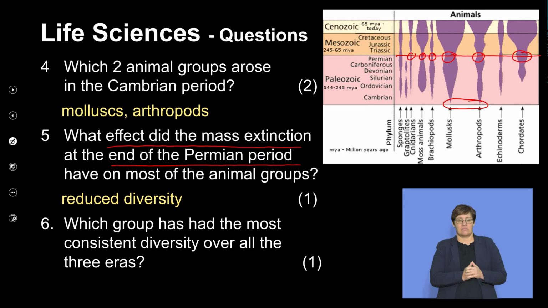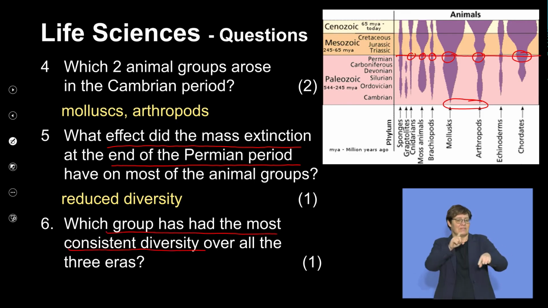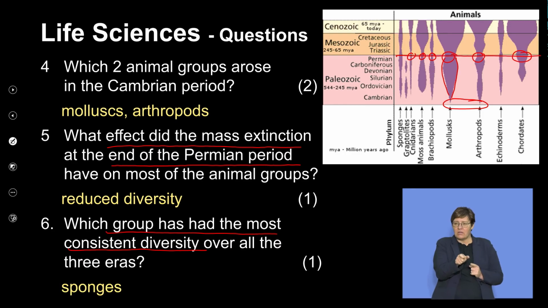Then another question, also you can extract directly from the graph, which group has had the most consistent diversity? Now, the most consistent diversity means it hasn't had very, very big bulges and very, very narrow parts. So you have a look at the group which has the bar which actually varies the least. And if you have a look, that's them, the sponges. They have, probably because they live in water, they have not been as badly affected as some of the other groups.